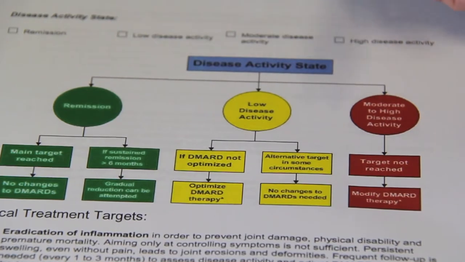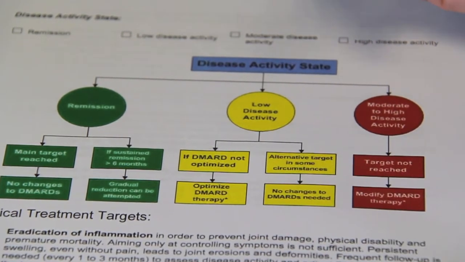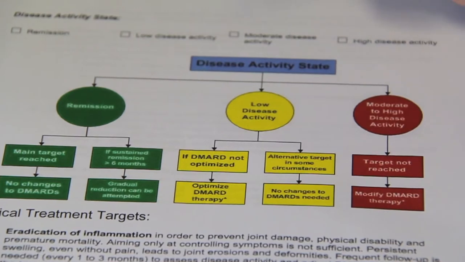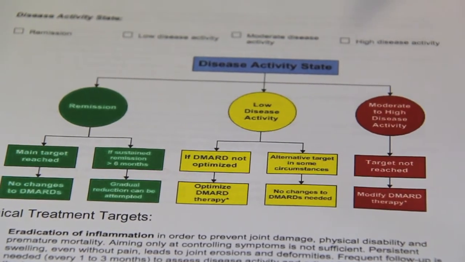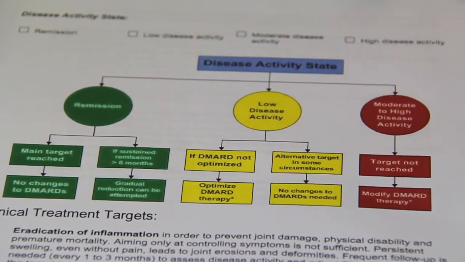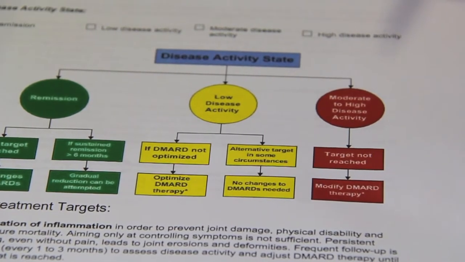However, there might be some circumstances where a low disease activity state is acceptable. In a patient who's had long-standing disease, in a patient who's already on maximum DMARD therapy, and where the additional risk of additional DMARDs outweighs the benefit. And in those cases, no change in DMARD therapy may be the best option.